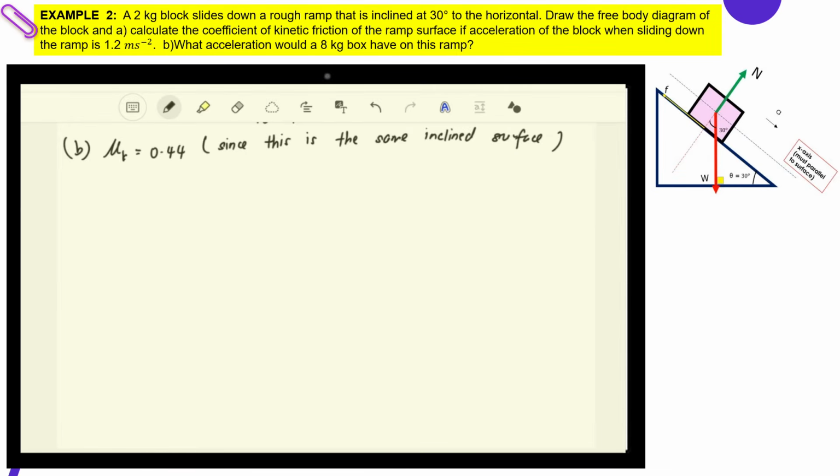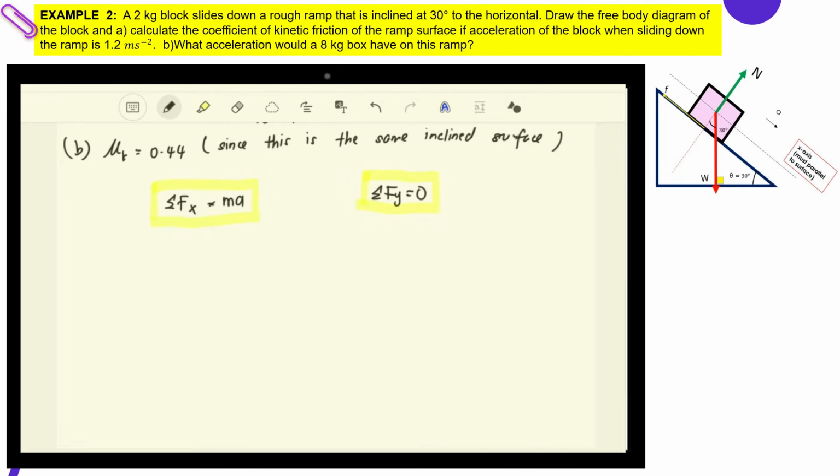Okay, so mu k is still equal to 0.44. Now I want to find the acceleration of the 8 kg box. The free body diagram is still the same. Kita hanya tukar saja mass dia kepada 8 kg. So total Fx is equal to ma. Since I want to find the acceleration, saya akan letak total Fx equal to ma sebab dia bergerak in x component. And total Fy is equal to 0.